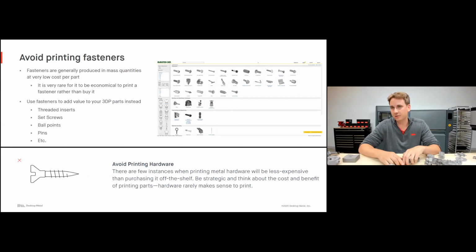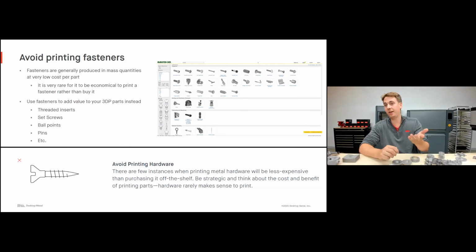Avoid printing fasteners. This is something that we see a lot of people want to do just because they get their printer right away. They don't know what to do with it right away. So they say, let's throw a screw on it. Fasteners are generally produced in mass quantities at very low cost per part. It's very rare for it to be economical to actually print a fastener rather than buy it. I know here, I'm located in Boston, we can get anything from McMaster overnight. If I were to place an order today, I'd already have the screw tomorrow morning.